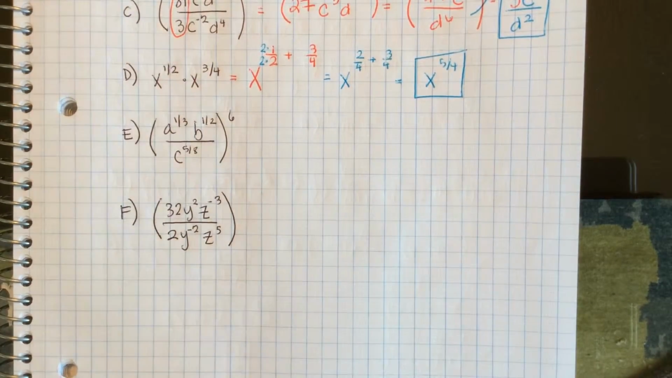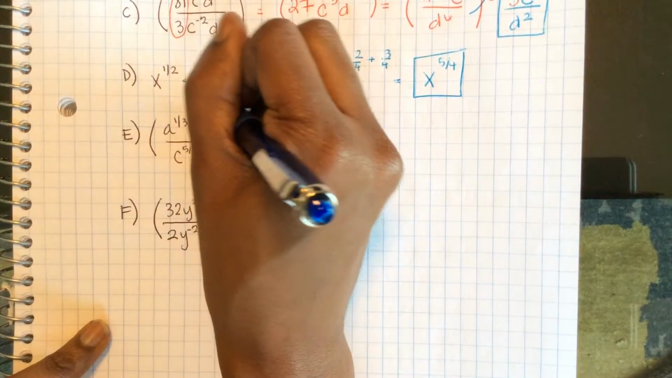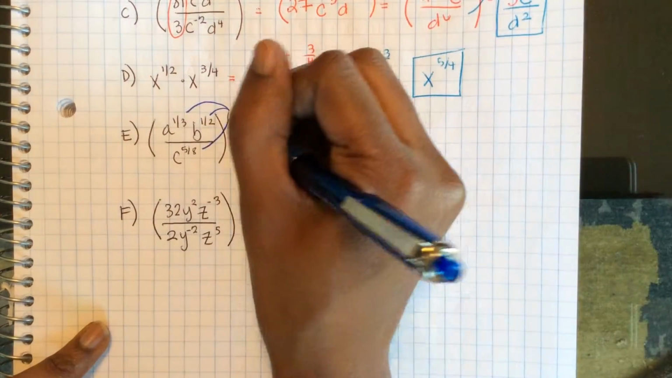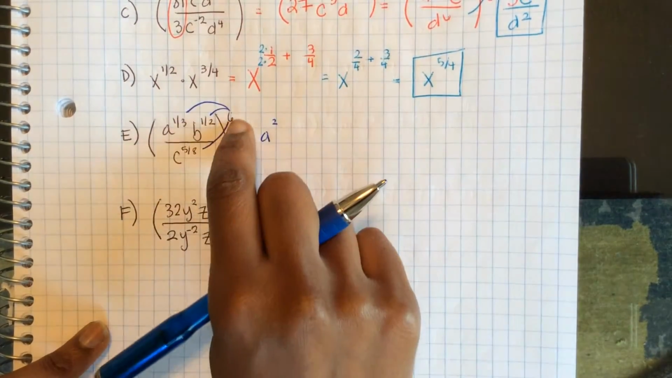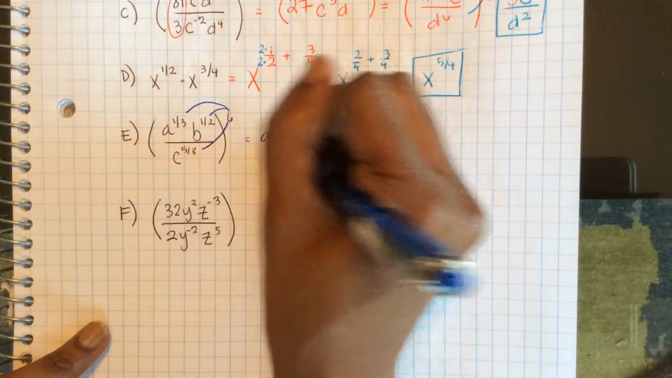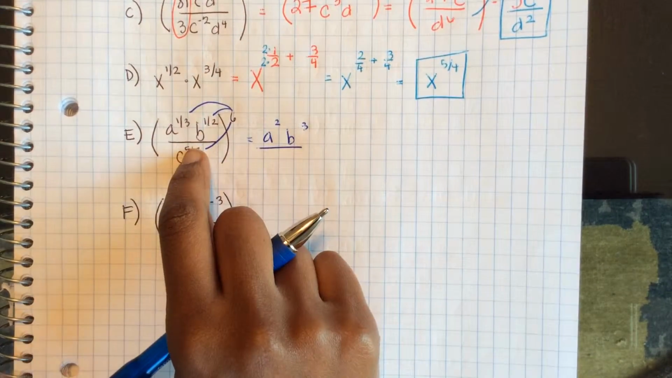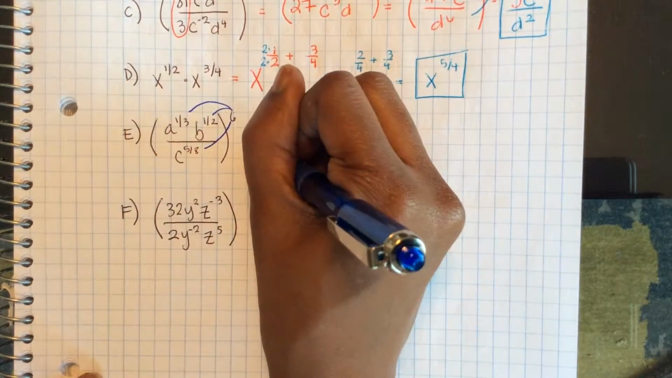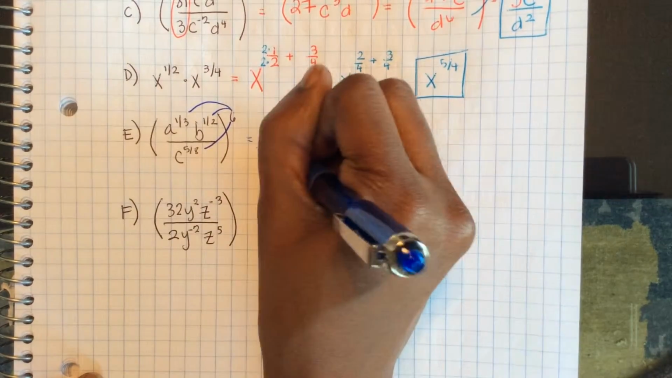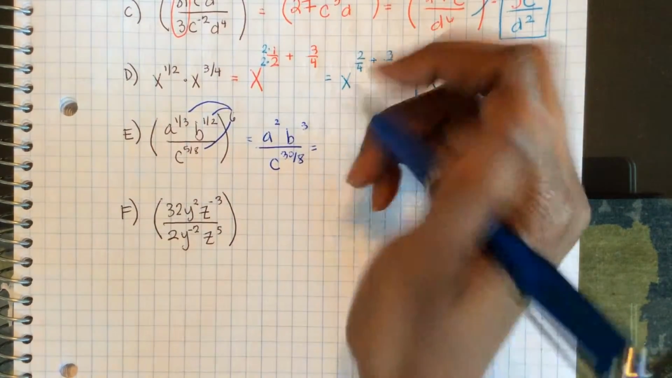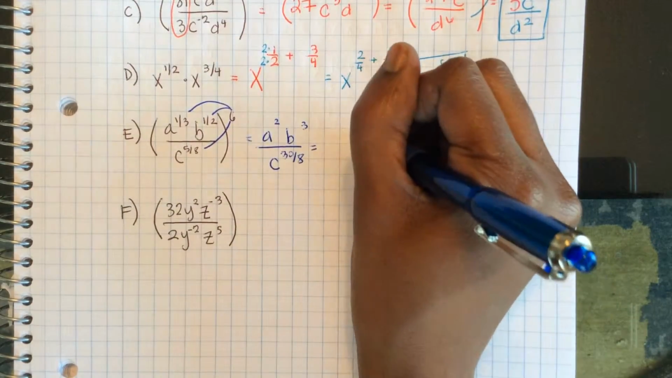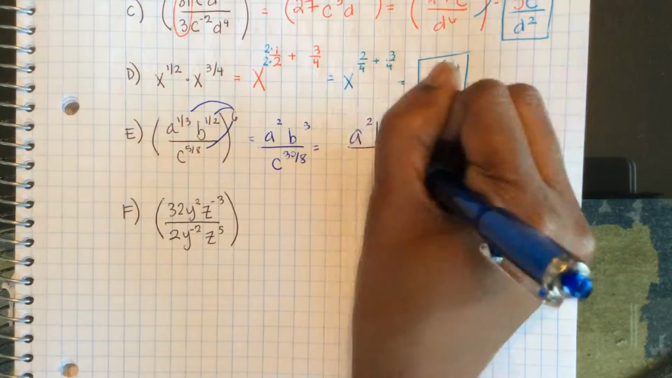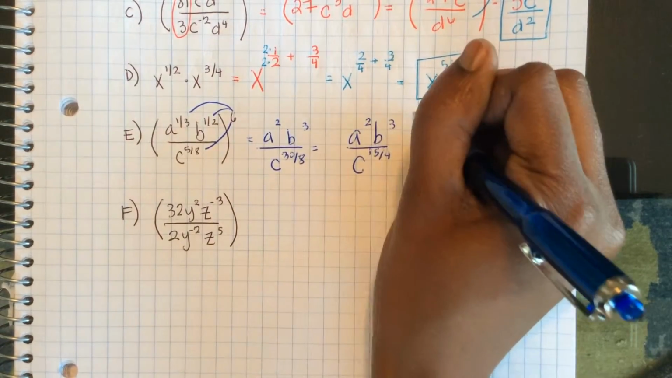In E here, I'm raising a power to a power, so I need to distribute this 6th power to all three. 6 times 1/3 makes a squared. 6 times 1/2, b cubed. 6 times 5 is c to the 30/8. Now 30/8 can simplify. They're both divisible by 2. So I have a squared b cubed over c to the 15/4.